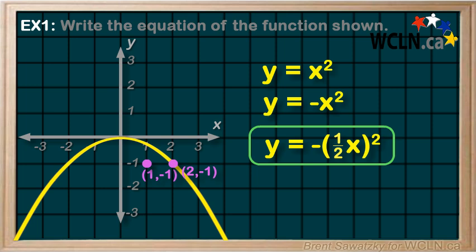Now we need those brackets to show that the 1/2 is impacted by the squared, along with the x. It's truly in with the x, which is needed to indicate a horizontal expansion. So let's confirm. When x is 0, y is still 0. When x is 2, y is negative 1. When x is negative 2, y is negative 1. And it all fits well.